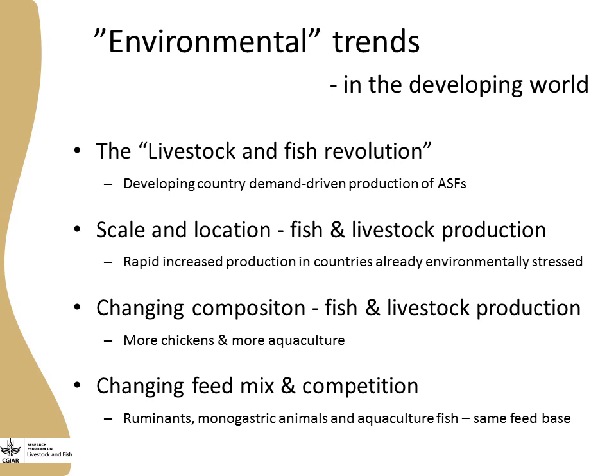This trend also changes the feed mix, and the overall production leads to fierce competition for feed resources. The intensification of ruminant production means more concentrate, which is already the feed for most monogastric animals, and which is also their increasing feed in aquaculture, for example soy as a protein feed. So same feed base and massive competition.